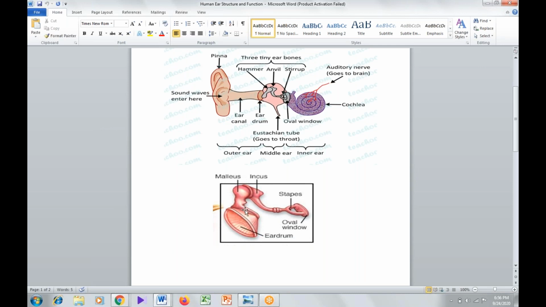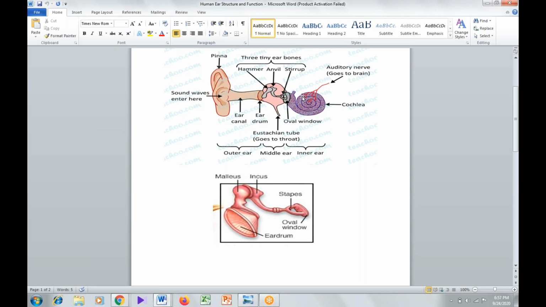And that eardrum is extended by three small bones. Like here you can see that I zoom it: malleus, incus, and stapes. These three small bones are there. From the pinna to the eardrum is called the outer ear. From the eardrum to the end of those small bones is called the middle ear. And from the middle ear, the inside portion is called the cochlea.